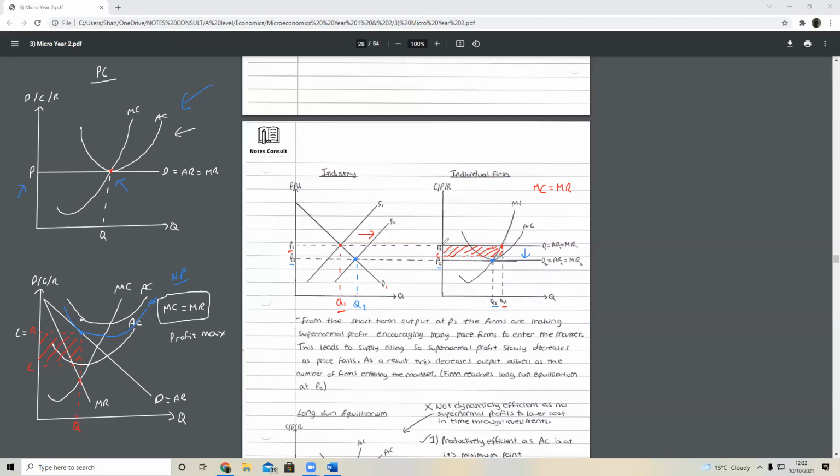So at P1 we were in the short run, but as firms join more and more, we now have normal profits with this firm.